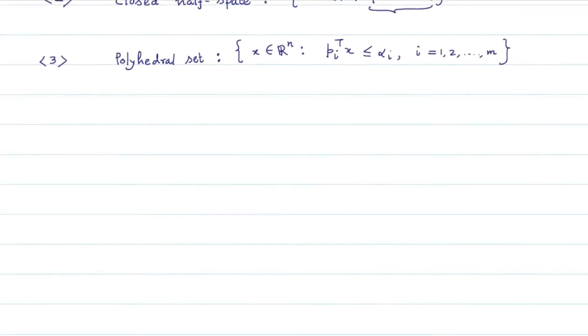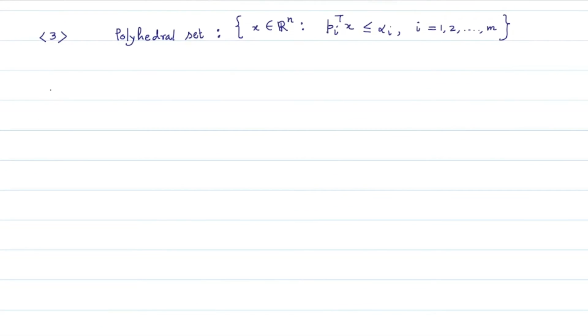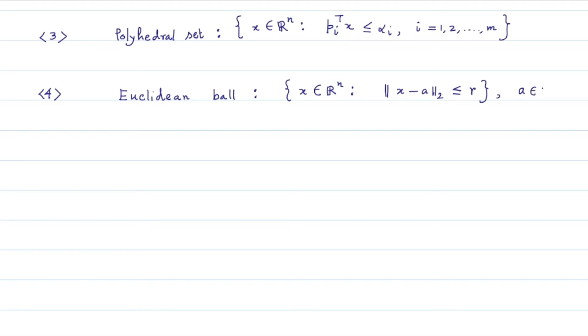As a next example, I would like to consider the Euclidean ball, which is given by the set of all points in Rn such that the Euclidean distance from the point x to a given point A is less than or equal to some non-negative number, say r, where A is a given point in Rn and r is a real number greater than or equal to 0. This set is an example of a convex set.